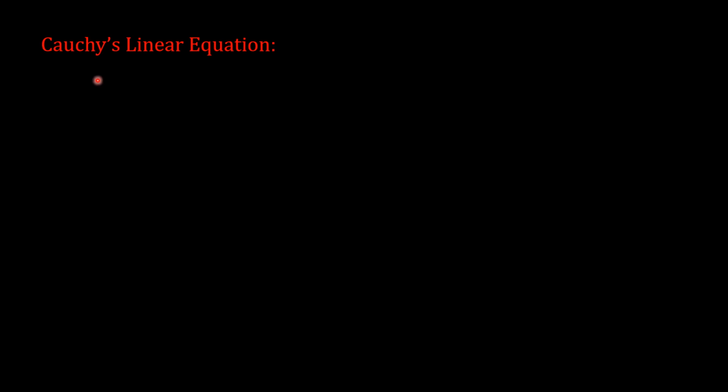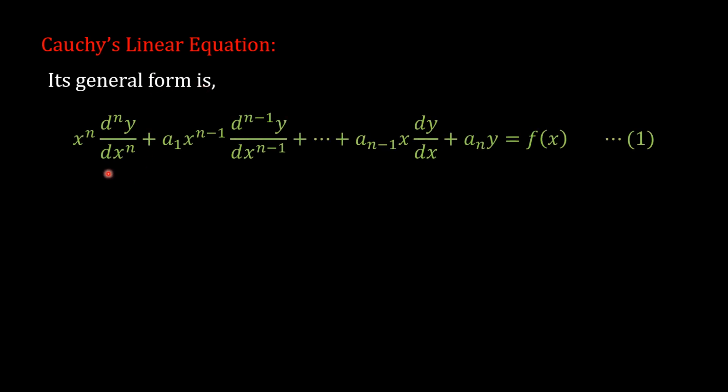So first consider Cauchy's linear equation whose general form is x^n d^n y/dx^n plus a1 x^(n-1) d^(n-1)y/dx^(n-1) plus and so on plus a(n-1) x dy/dx plus an y is equal to f(x), where all these ai's are constants. Now we will see how to reduce it to the linear differential equation with constant coefficients.